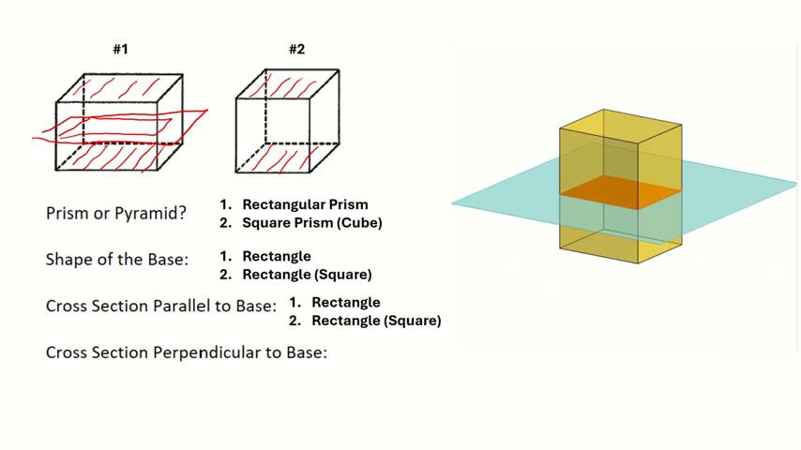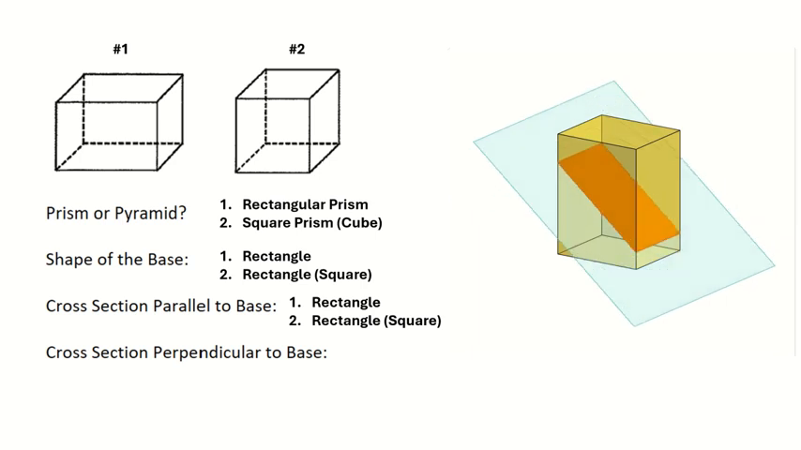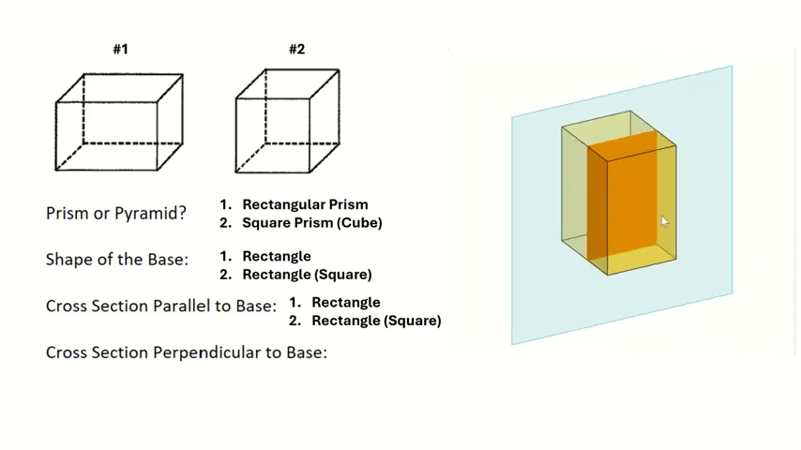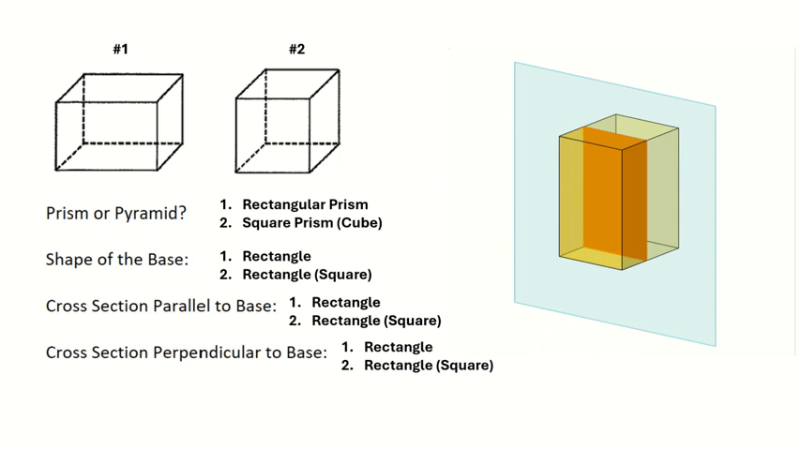Now, what if I slice it perpendicular? That means I rotate this plane so it's 90 degrees to the base, a right angle to the base. So let's figure out what that's going to look like. If I rotate this plane 90 degrees, so it's perpendicular, you can see I also get a rectangular cross section, although it's a different size. So for both of them, it's going to be rectangles. Obviously, for the second one, it's going to be a square rectangle.